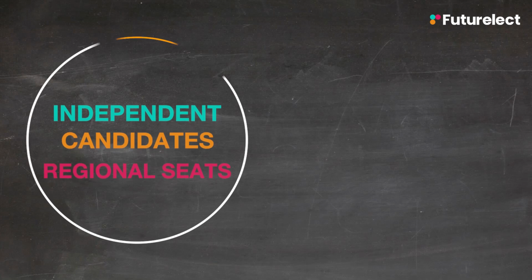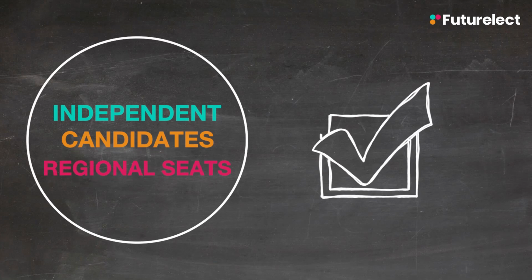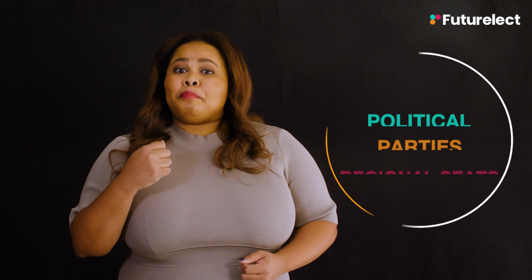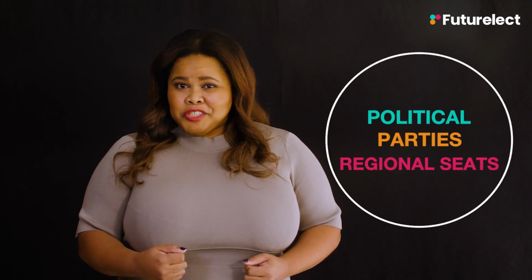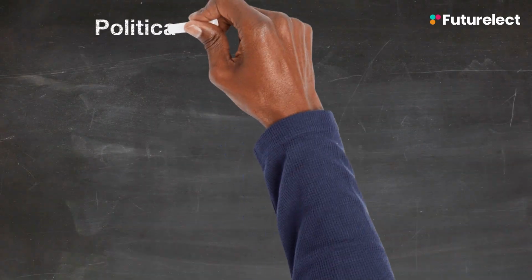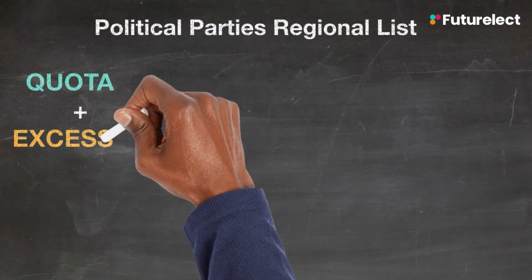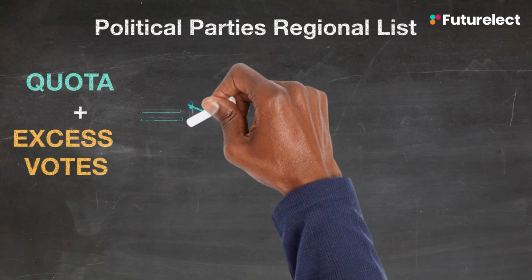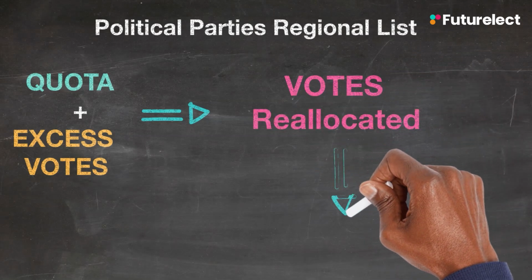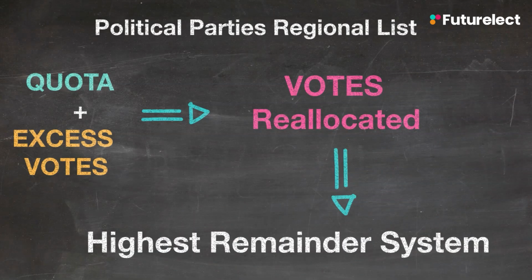After the independent candidates' regional seats in Parliament have been allocated, the same process is then applied to allocate seats for political parties also on the regional list. There's only one difference. When political parties have excess votes which don't meet the seat quota, these votes are reallocated using what is called the highest remainder system. We'll discuss this in more detail shortly.